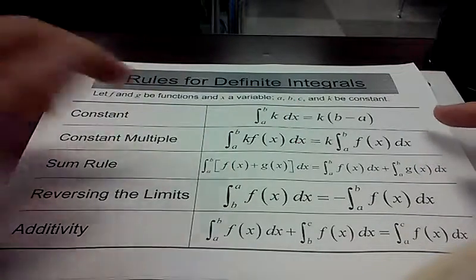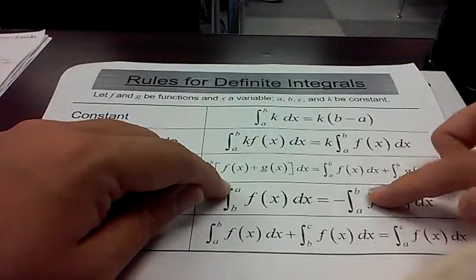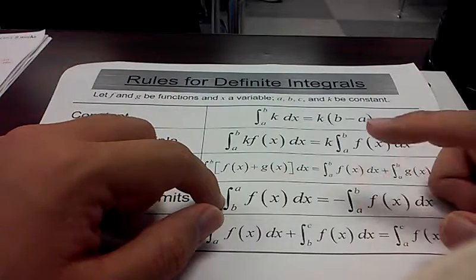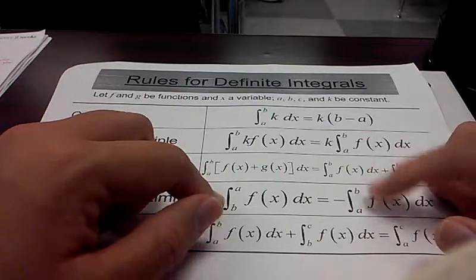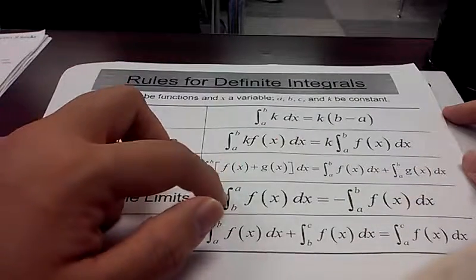Whenever you reverse the limits, like let's say that you want to take the definite integral from B to A and then you want to go from A to B, the difference is that the reversed definite integral would simply be the opposite of whatever the original integral was.